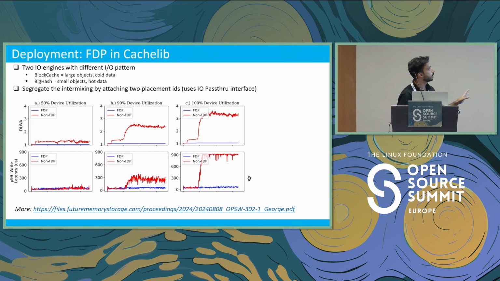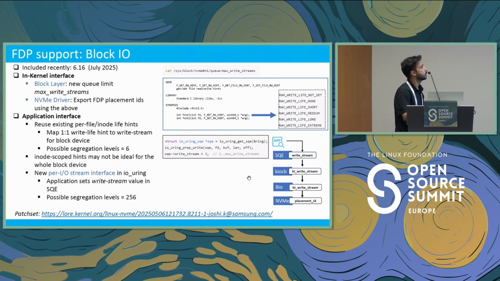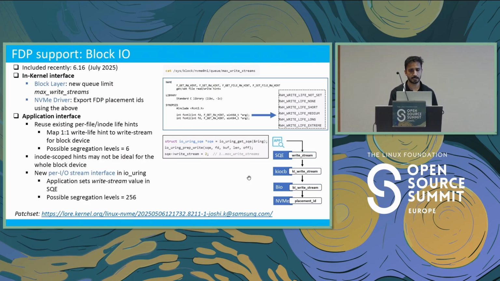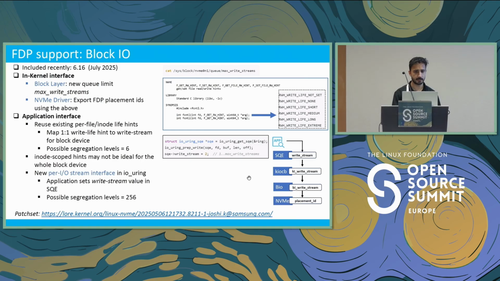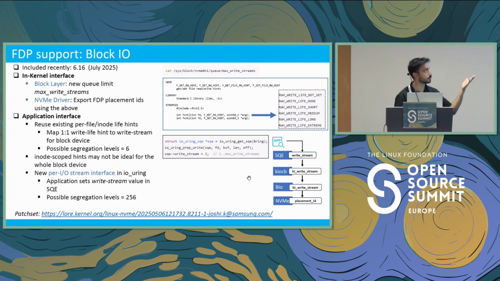But this is all about pass-through. Now, what about block I/O? Block I/O is something that has been included very recently, last month. In the 6.16 kernel, the in-kernel interface is that we introduce something called max write stream at the block layer, and the NVMe driver is going to populate that with the number of placement IDs it has. And if you do that, you can query it with cat /sys/block/nvme0n1/queue/max_write_stream, and it will tell you how many streams are actually there.